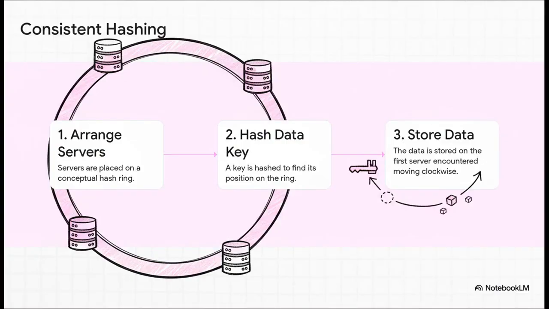To spread the data out evenly, engineers use a brilliant trick called consistent hashing. Just imagine all of your servers are placed on a giant invisible circle, or a ring. When a new piece of data comes in, its key gets converted into a position on that same ring. Then you just go clockwise around the circle until you hit the first server you see, and boom, that's where the data lives. It's a super elegant way to add or remove servers without messing up the whole system.